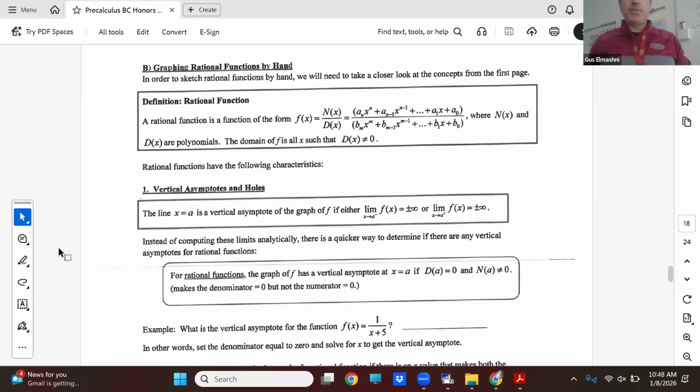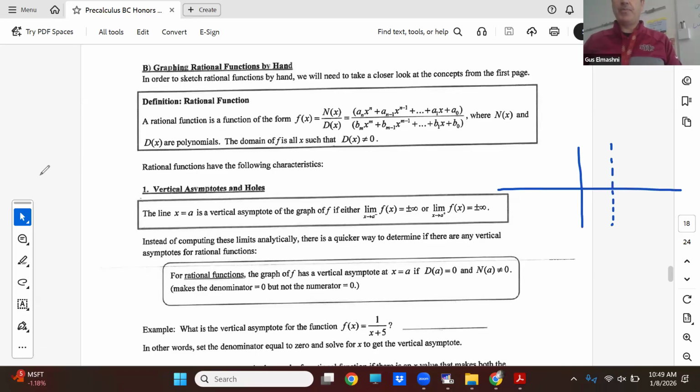So vertical asymptotes and holes. Very important. We've seen this already now. When x equals a is a vertical asymptote, that tells me that the limit as x approaches a from the left or from the right or both, doesn't have to be both, by the way. It could just be one of these and still be considered a vertical asymptote. Like you can have a graph like this, by the way. You don't have to write this down, but you can have a piecewise function.